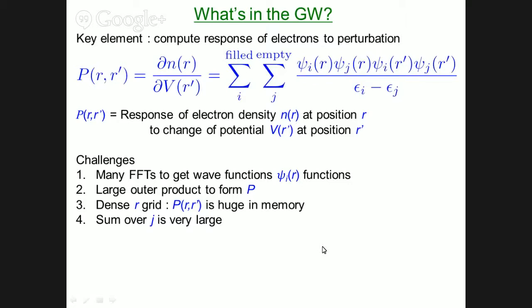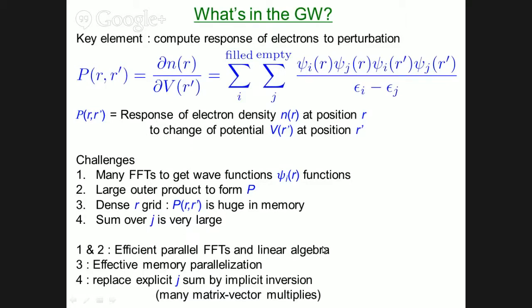Then we have to do a big outer product to accumulate this matrix. And the R grid is rather dense, not terribly dense, but pretty dense. And so this thing is giant in memory. And separately, the sum over J is very, very large. This is why it takes, quote unquote, forever. Right. So, number 1 and 2, lots of FFTs and giant outer product.